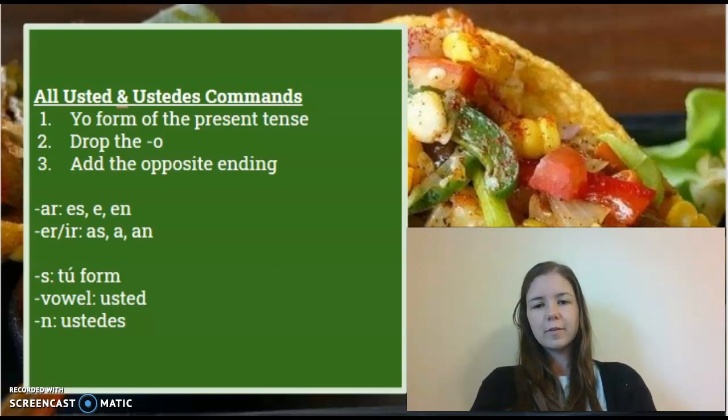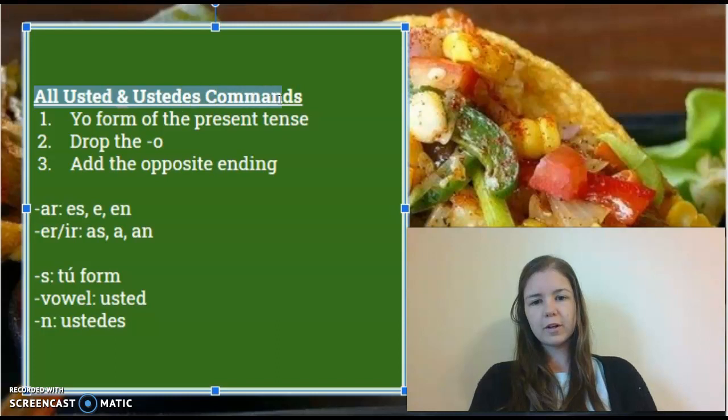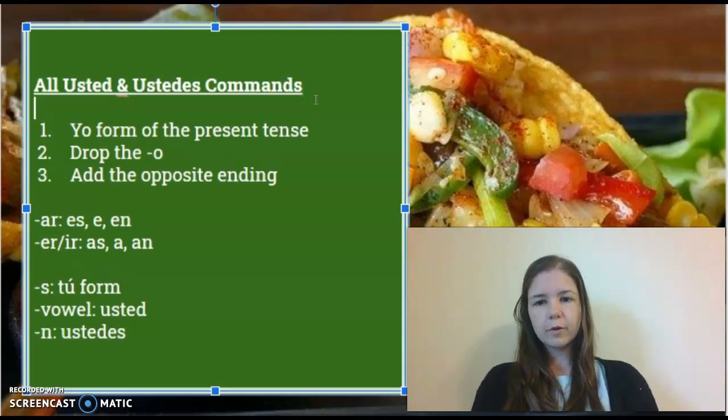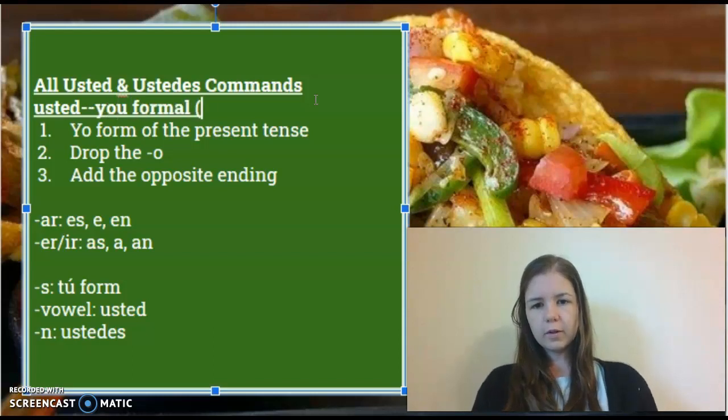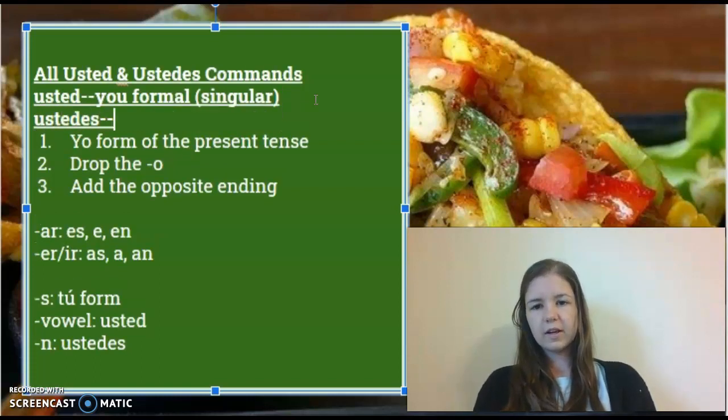Hola, this video is about how to tell someone what to do in the Usted and Ustedes forms. So far we've been doing tú commands when you'd be talking to someone informally. Remember, Usted means you, formal, singular, so you would use that to talk to an adult or someone you don't know very well. Ustedes is going to be you, plural.